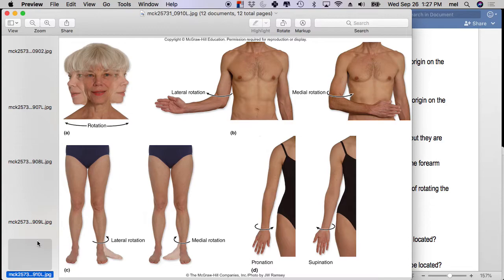I want you to tell me if the pectoralis major is, even if you haven't memorized it yet, more likely to do abduction or adduction. Think about it. At the shoulder. Pectoralis major, abduction or adduction? Adduction, okay? And one more question. Pectoralis major more likely to do lateral or medial rotation? Medial rotation. Got it? Okay.